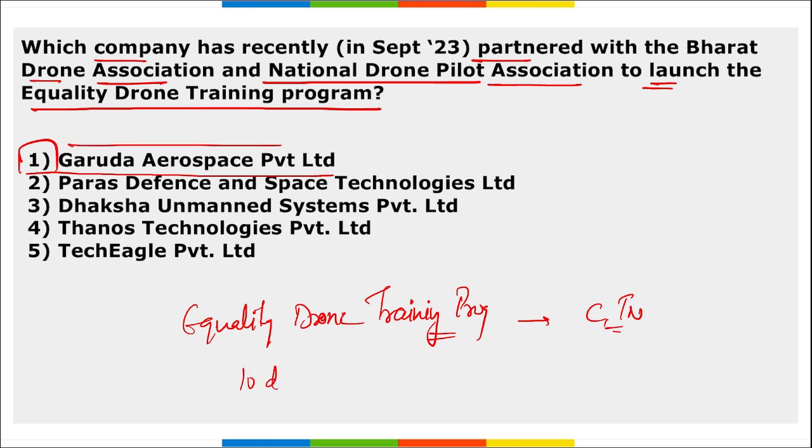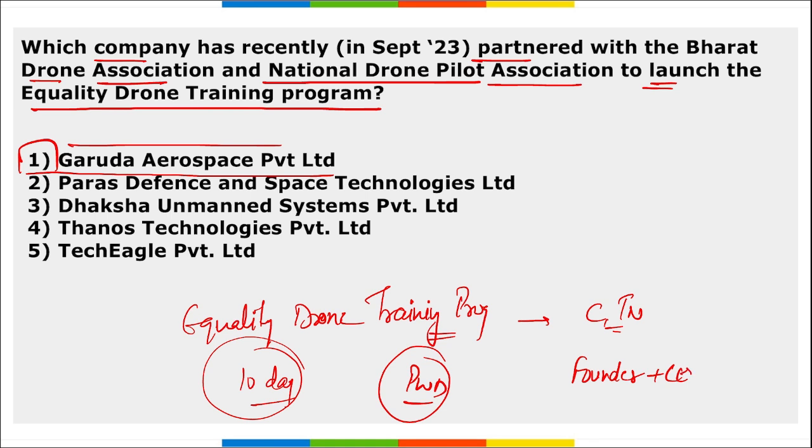This was launched in Chennai, Tamil Nadu, along with Garuda Aerospace. This will be a 10-day long program specifically designed for persons with disability to offer them free of cost training, education and skill development for drones. Mark this. Then who is the founder and Chief Executive Officer of Garuda Aerospace? That is Agnishwar Jaiprakash. And Garuda Aerospace was founded in 2015.